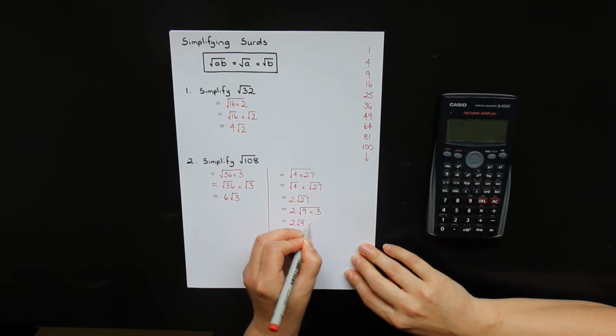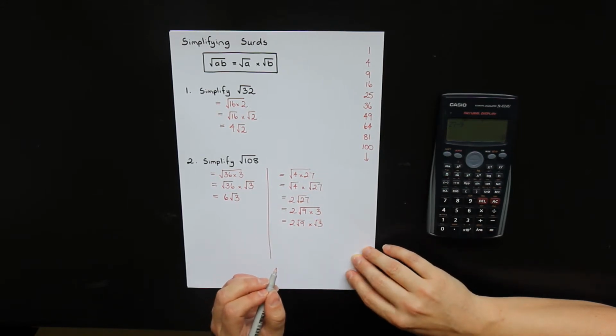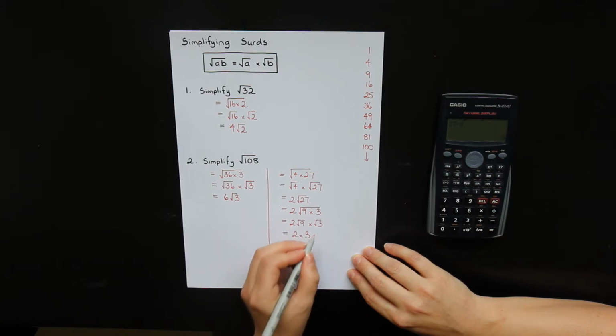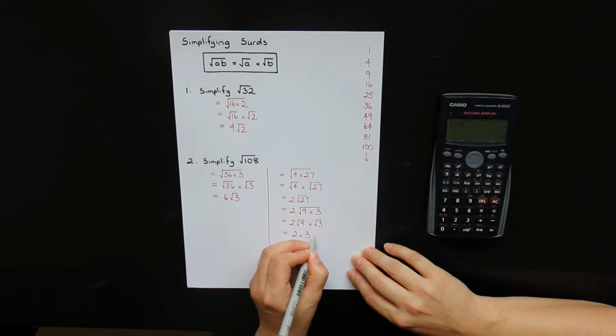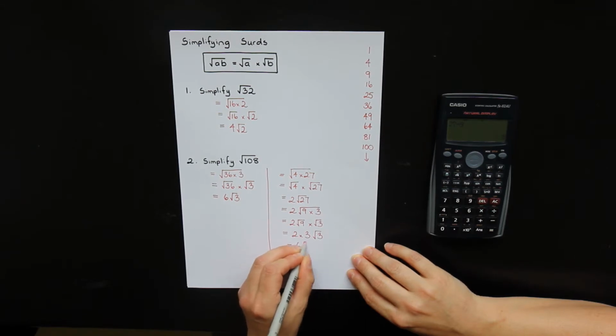Square root of 9 times the square root of 3. This 2 is just going to stay sitting out the front. The square root of 9 is 3, so I have the 2 from the front. It's going to be times by the 3, which is the root 9. And I still have this square root 3 sitting afterwards. 2 times 3 is 6 root 3.